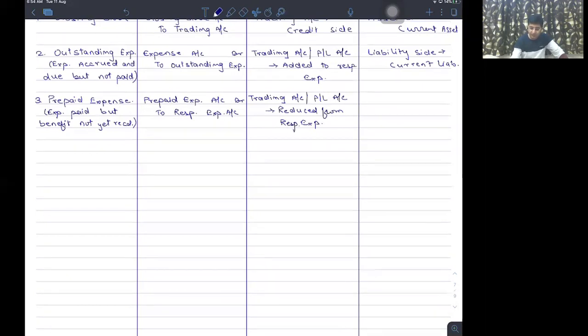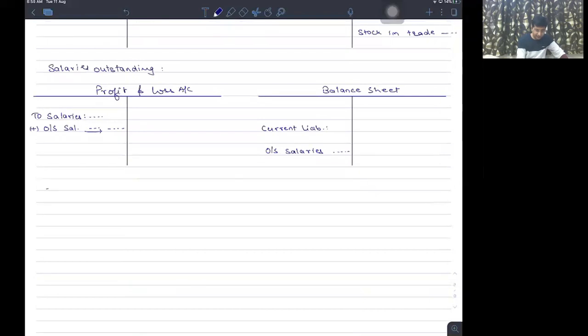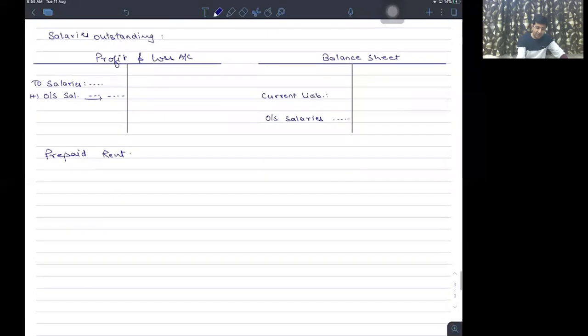Expense. In the balance sheet, onto the asset side, it will appear under the current assets. Am I right? So how will it appear? Let's observe it. We'll take the example of prepaid rent only. How will it appear in the balance sheet and in the P&L account? Let's observe it.